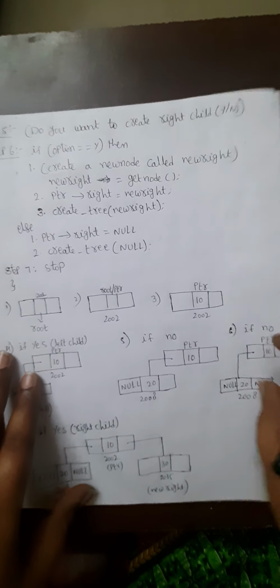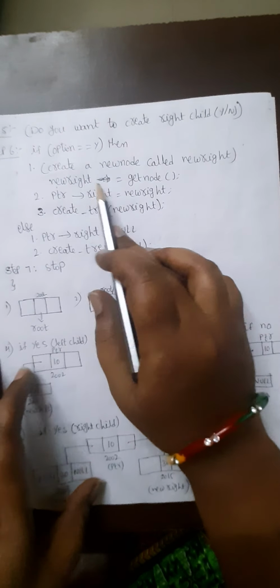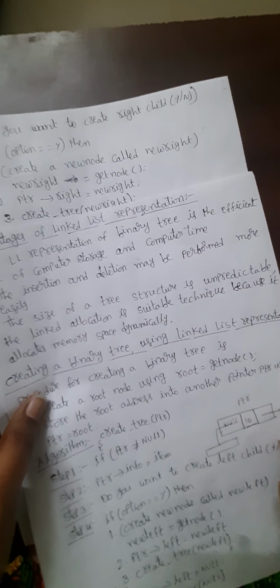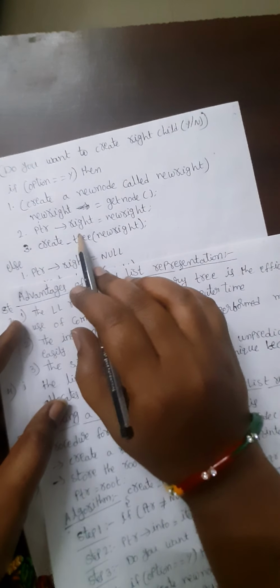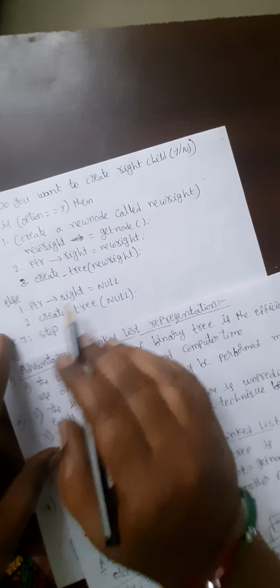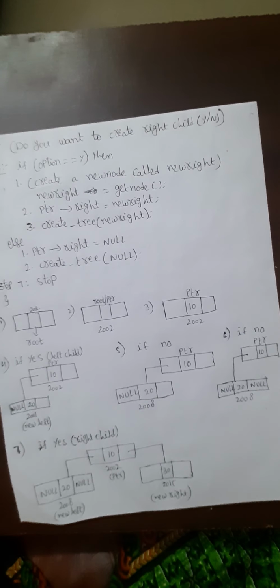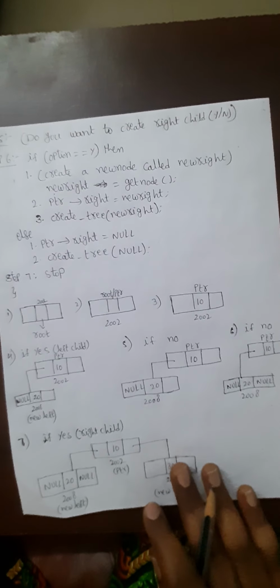And again, do you want to create the right child? If we select yes, here new right equal to get node, that is new right equal to get node we are going to create. Then pointer to right equal to new right, a new node has been created in the right side, and create tree equal to new right. Otherwise, else pointer to right equal to null, create tree equal to null. Here also it will be null. That is the algorithm for creating the binary tree using linked list representation.